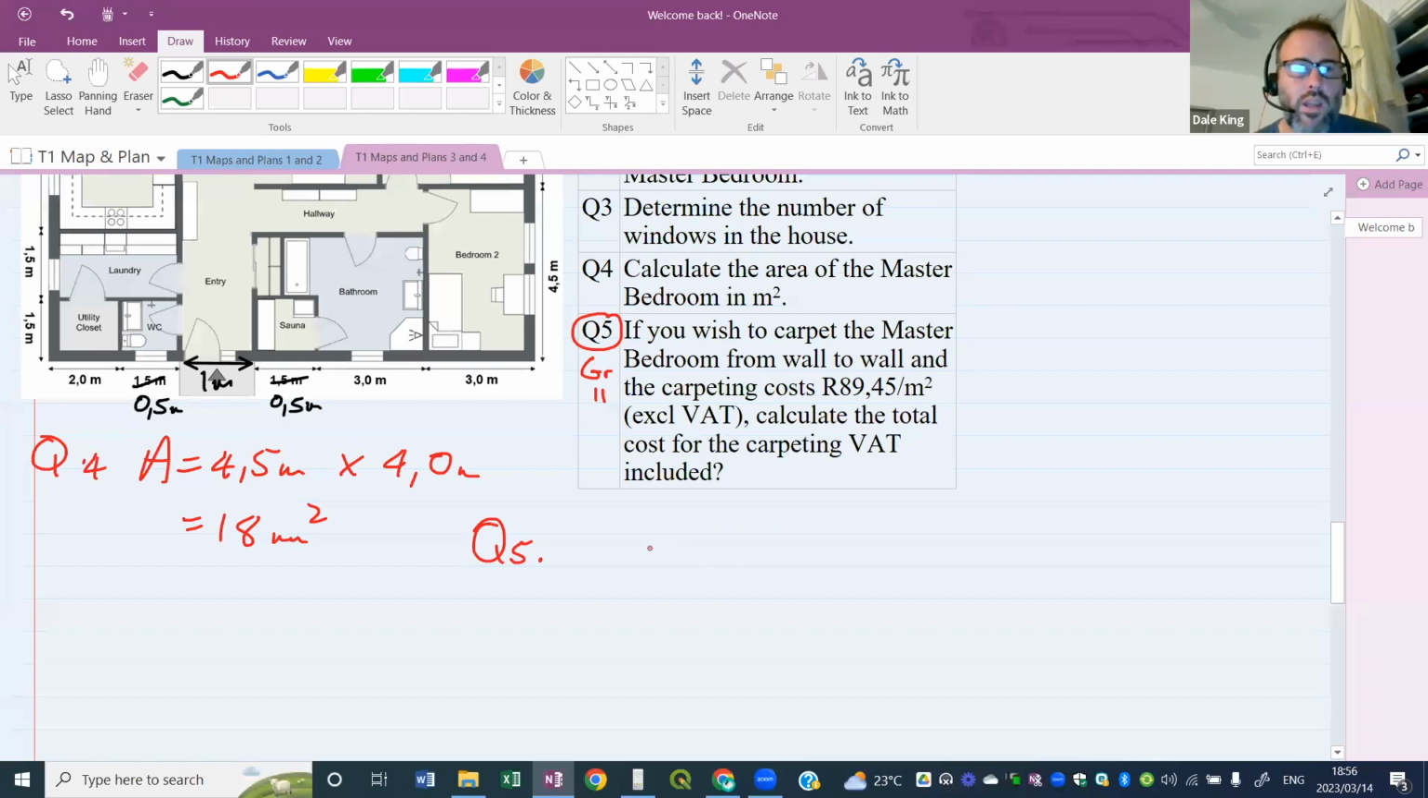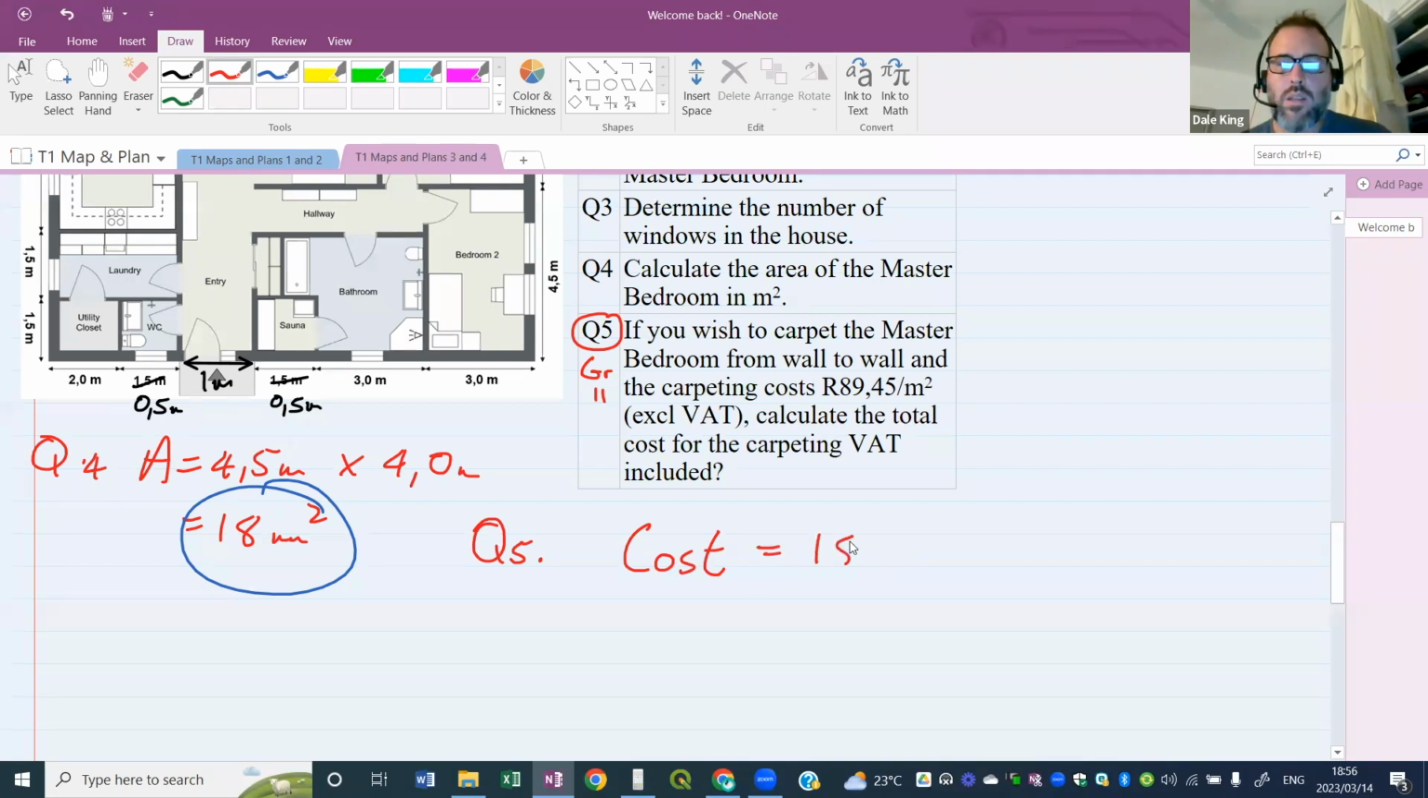Okay, so we've got a square meter area, which comes from question 4. It's over here, 18 meters squared, and they say it's 89.45 per square meter. So each one of those square meters is going to cost us 89.45. There are 18 of them. So I'm going to say cost. And this is going to be excluding VAT, just remember that. Cost is going to be 18 meters squared times the 89 Rand 45 per square meter.